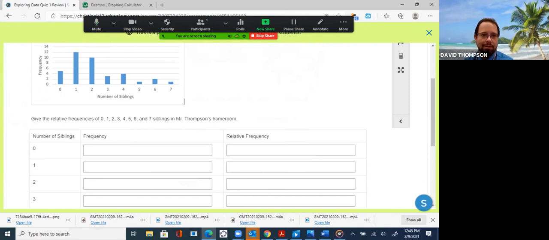So 0, the frequency would be 5. So it's asking us to fill our frequency and our relative frequency. So our frequency of 0 is 5. There's 38 students, so it's going to be 5 over 38, or 5/38. For 1, there's 12. So you just write in 12/38. To do 2, it'd be 10, because if we look at the bar above 2, it goes to the 10, then you just write 10/38.